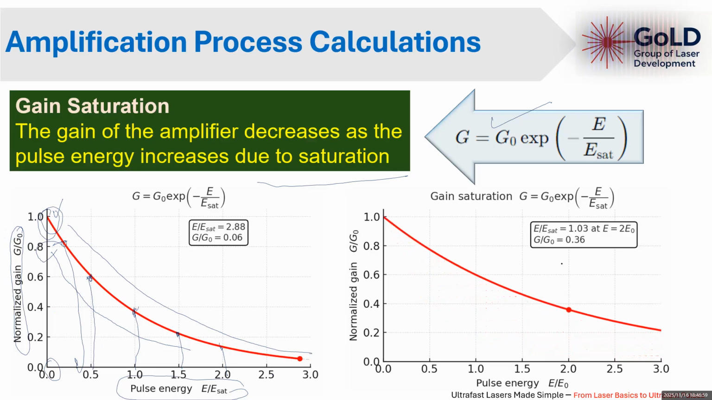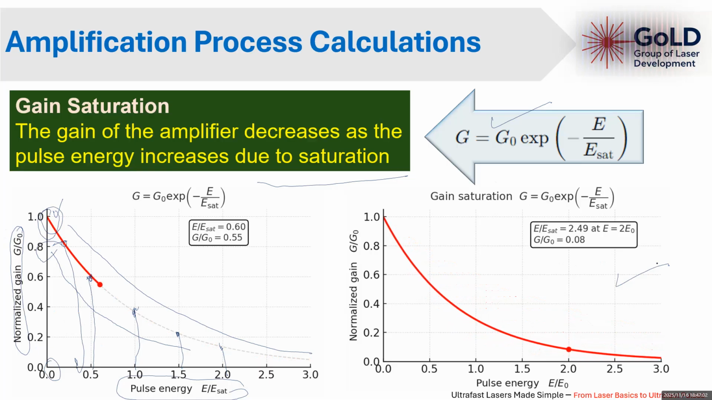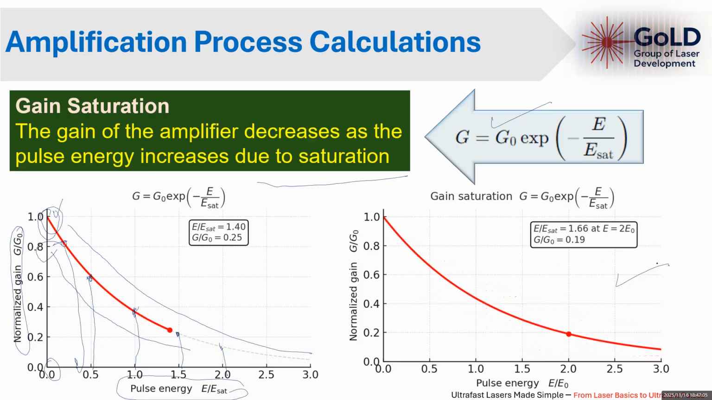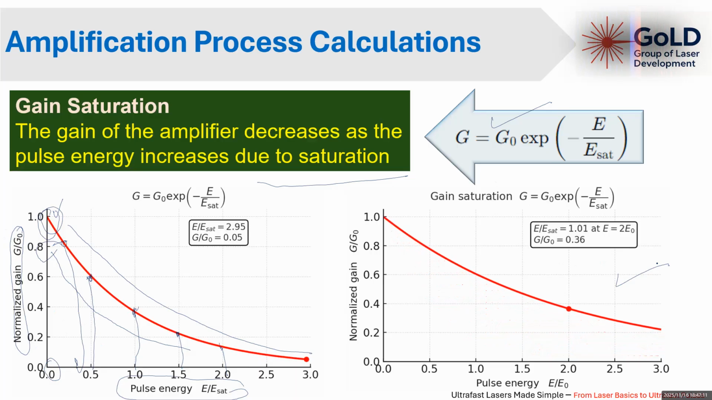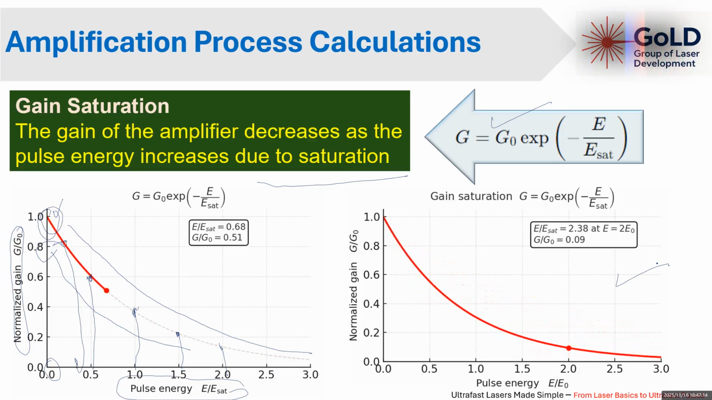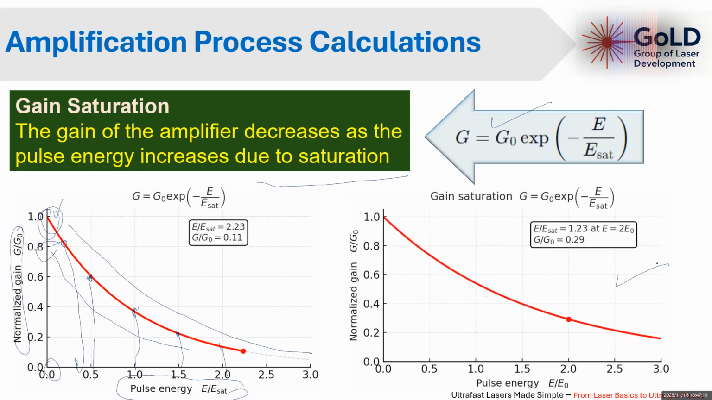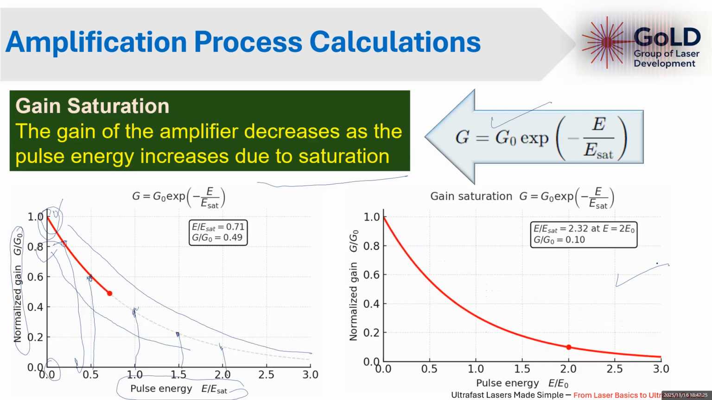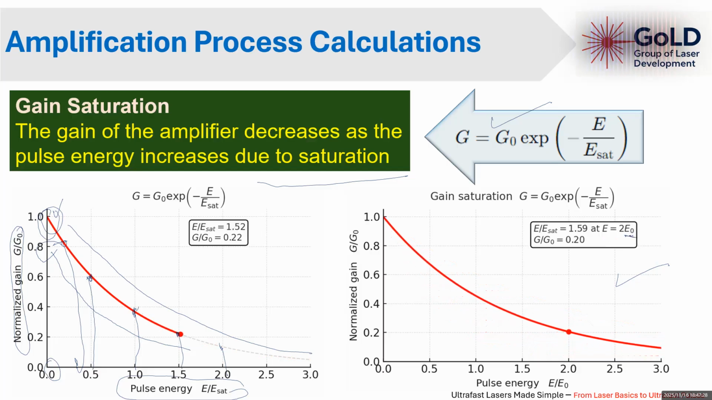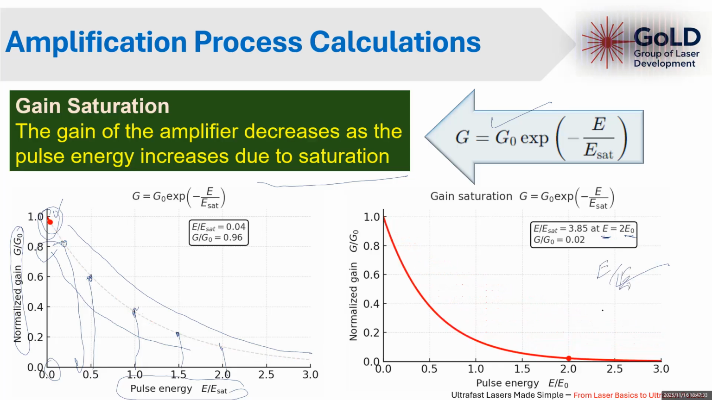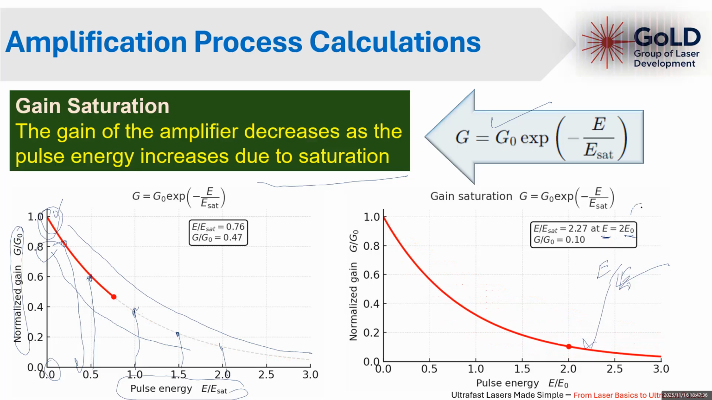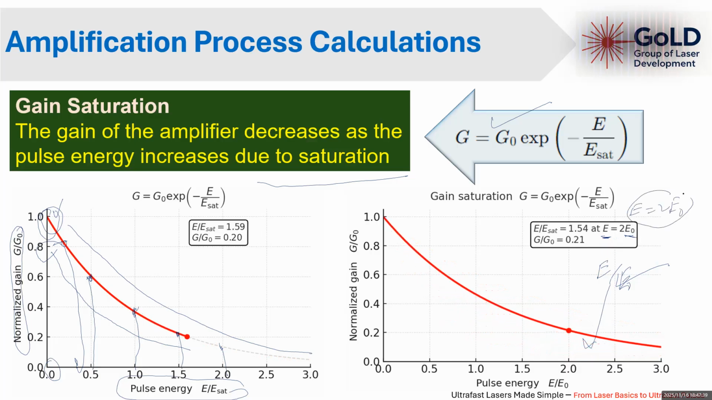And here on this side, pulse energy and normalized gain, but some factors are fixed here. That is E is equal to 2E naught. And this E naught is initial energy. So E is the output energy here, and E naught is the initial energy. So the ratio, E over E naught, here E is equal to 2E naught, twice the input energy.